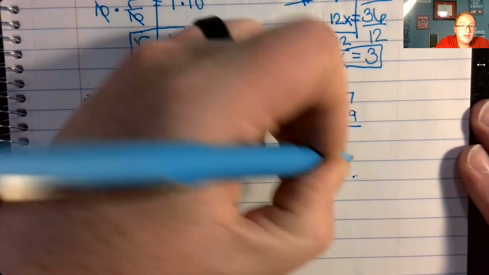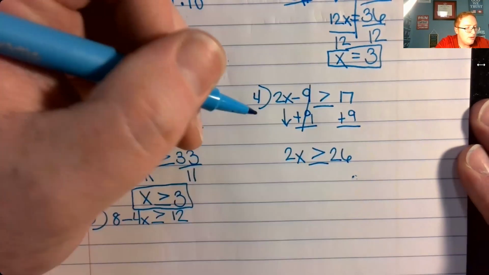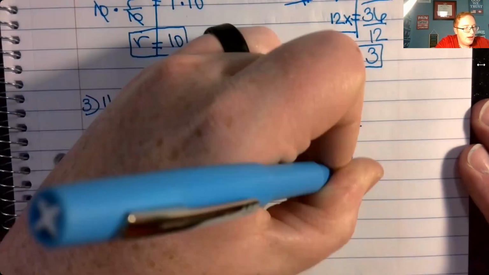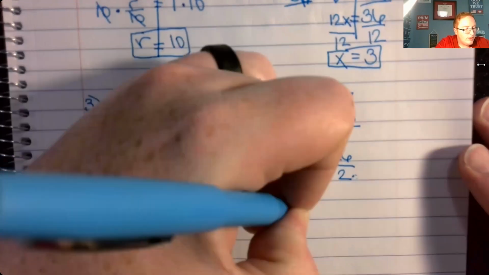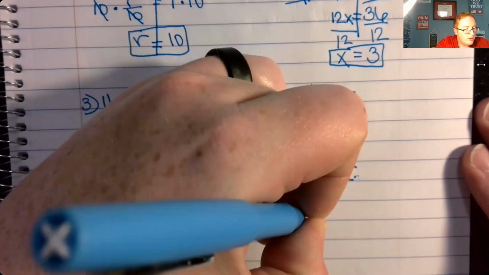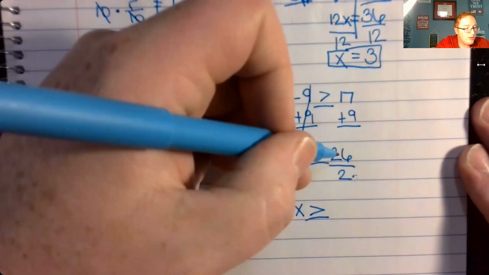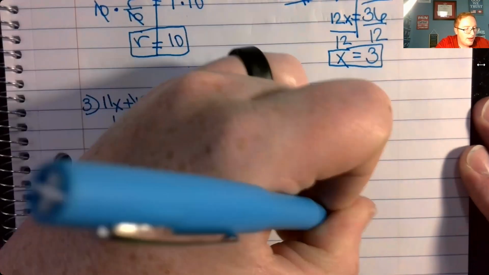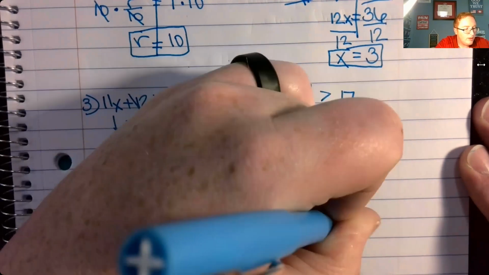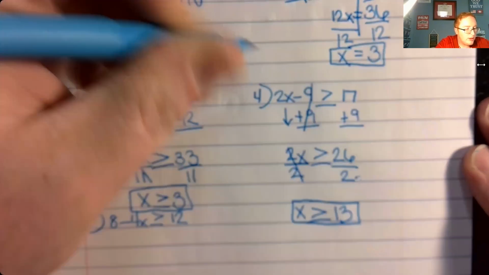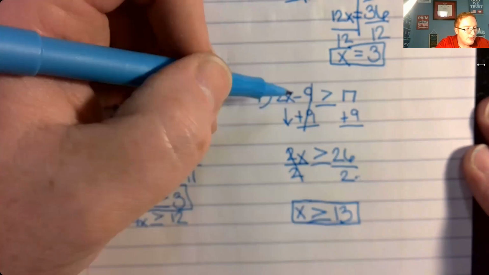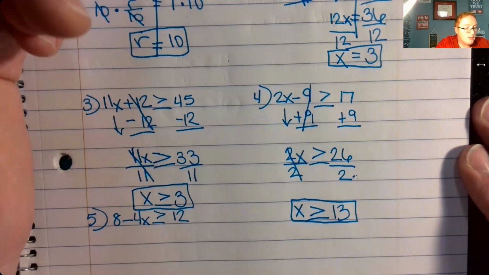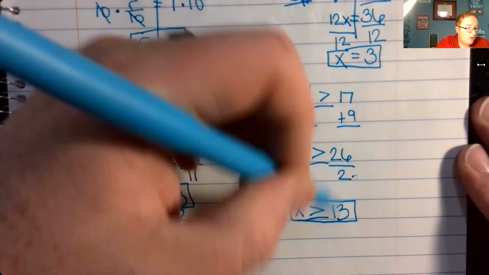Again, these two are together, so I've got to split them apart. To do that, I divide both sides by 2. And x is greater than or equal to, and then 2 goes into 20 10 times, 2 goes into 6 3 times, so 13. Again, I can plug this in and check it. 2 times 13 is 26. 26 minus 9 is 17. Okay, so that works.